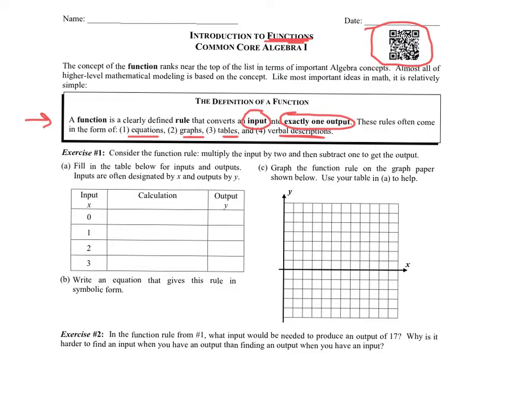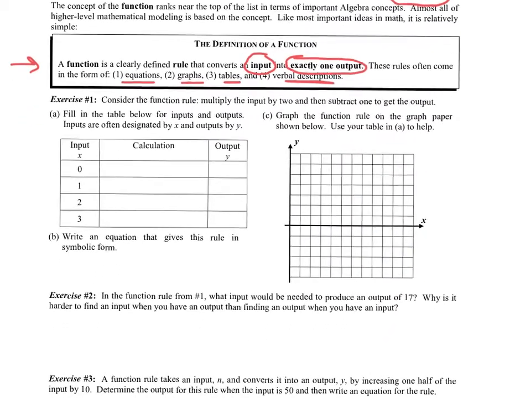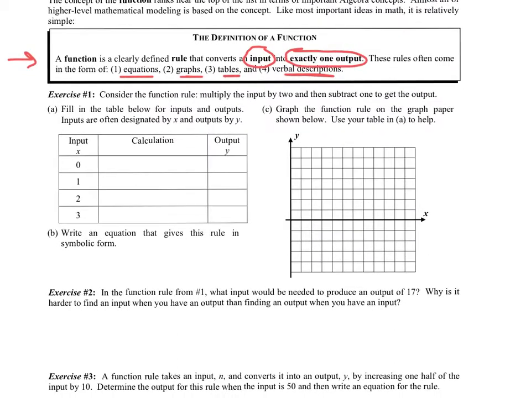So here's our exercise number 1. It says, consider this function rule. So here's our rule. We're going to take the input and multiply it by 2, and then we're going to subtract 1, and that will give us the output. Everything we've done up to this point this year has had one variable. Now we're going to step it up, and we're going to use 2 variables.